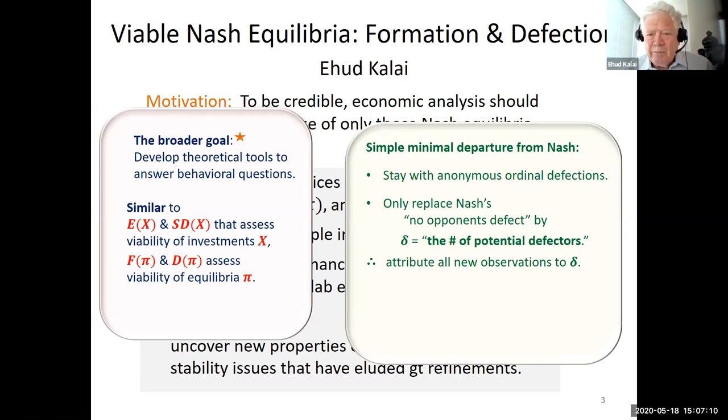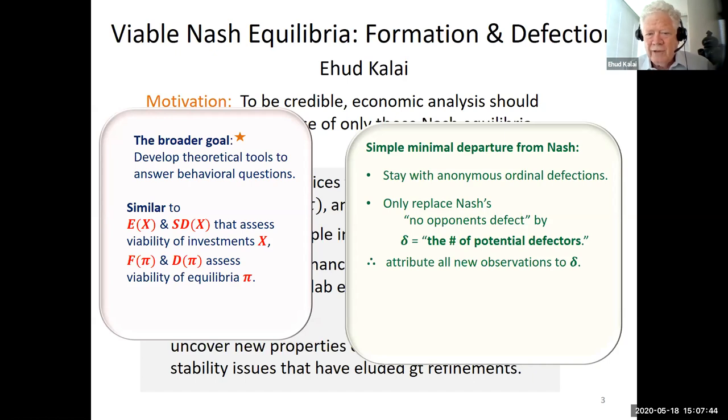I took a simple, minimal departure from the Nash view. I'll tell you why. And that means in particular that I stay with defections that are anonymous and ordinal. So like Nash, who doesn't care who in the game has the incentive to defect, and it doesn't care about whether they benefit a lot or a little from defection. It just wants it to be a best reply. I do the same thing. My view of defections will be anonymous and ordinal.